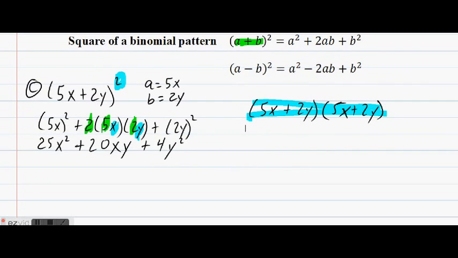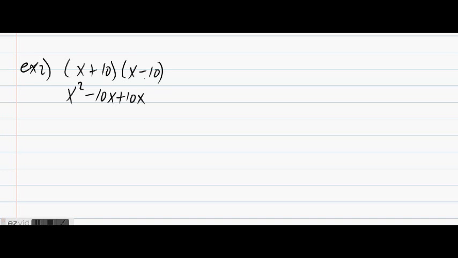Alright. Now I want to try that other pattern. So example 2. As you recall, I gave you x plus 10 times x minus 10. Now we could use FOIL, multiply it out. So I'd have x squared, x times negative 10, negative 10x, 10 times x, plus 10x, 10 times the negative 10, negative 100, and then we notice those two terms cancel each other out, so we're left with x squared minus 100.